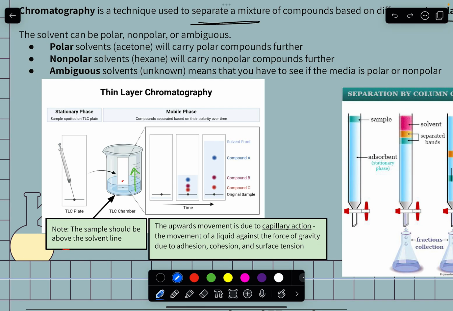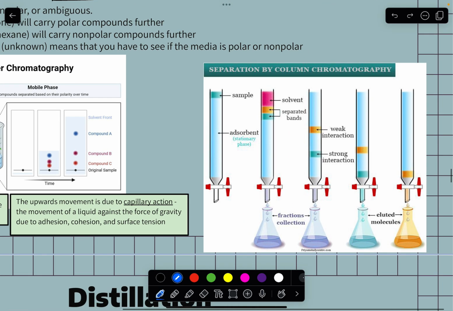So this, with the plate, is thin layer chromatography. You can also have column chromatography. It's the exact same thing, just inverted in a column. So you have essentially just what's covering the plate inside of a column. You put your sample on top, and then you're gonna run your solvent down into it. And that solvent is gonna separate the solutions into what we call bands. Those bands are the different compounds.